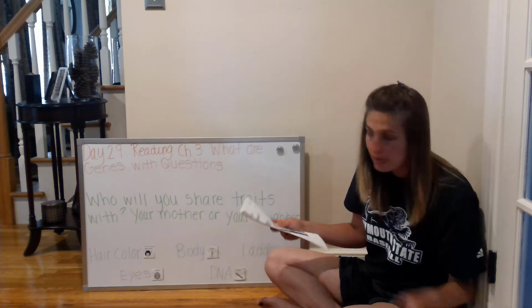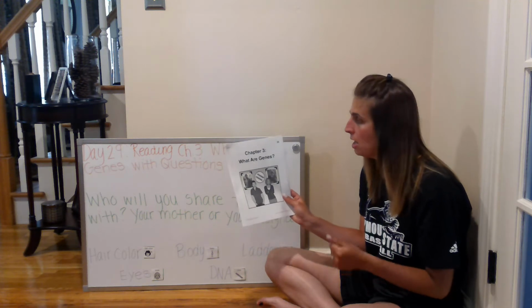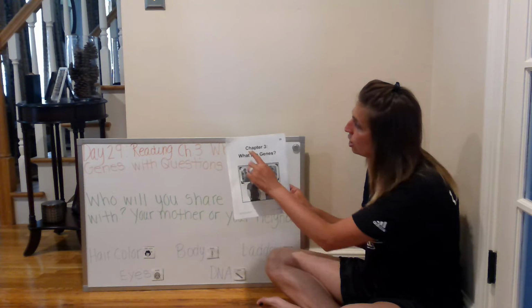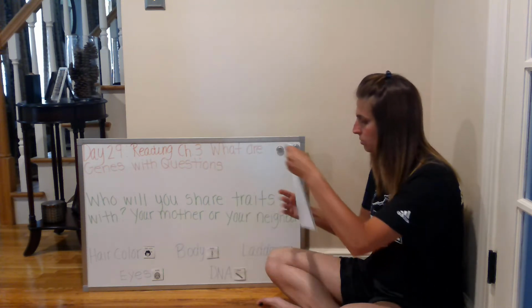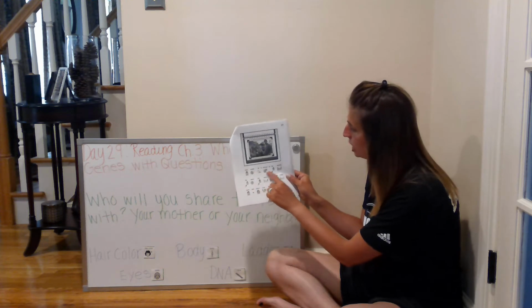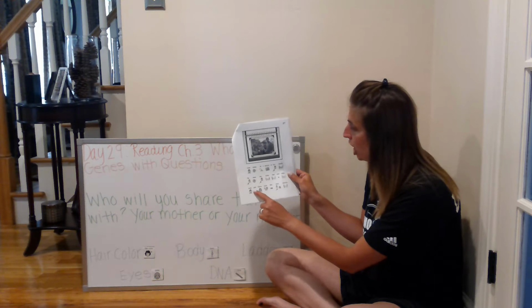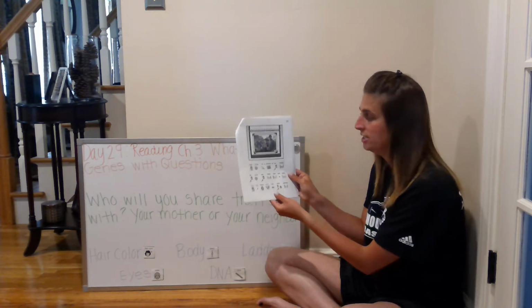All right, so we're going to begin our chapter 3 reading, and as I read, I'd like you to follow along with me. I'll also be stopping throughout the reading to go over some key details. So chapter 3, What Are Genes? Josh looks at a picture of his family. He sees his mom, dad, and sister. Josh and Claire look like their parents. So remember, Claire is Josh's sister.